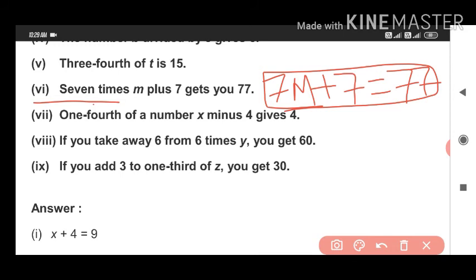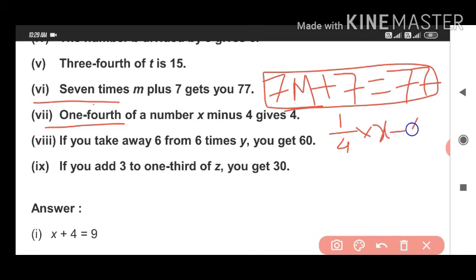Now question number 7. 1/4 means 1 upon 4. 1 upon 4 of a number x. Of means multiply. What is that number? x. That means 1 upon 4 multiplied by x, then minus 4.